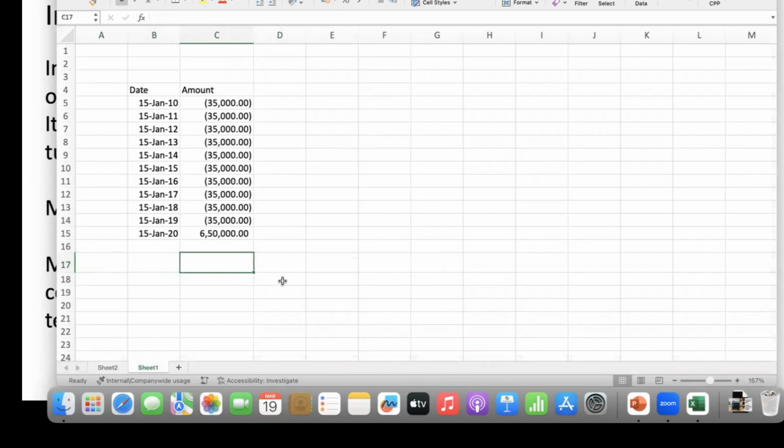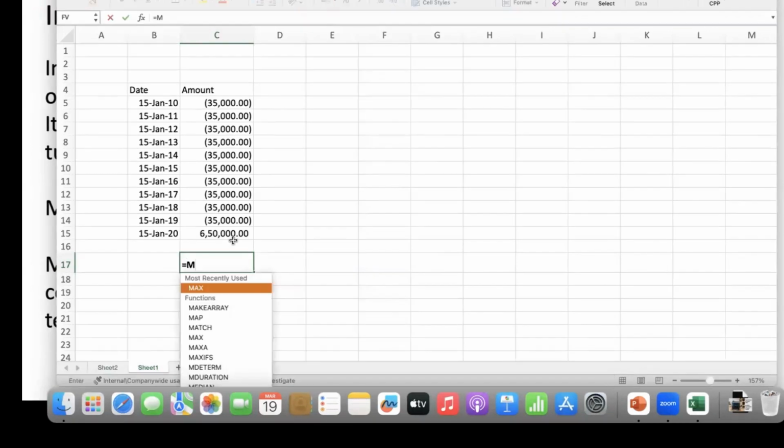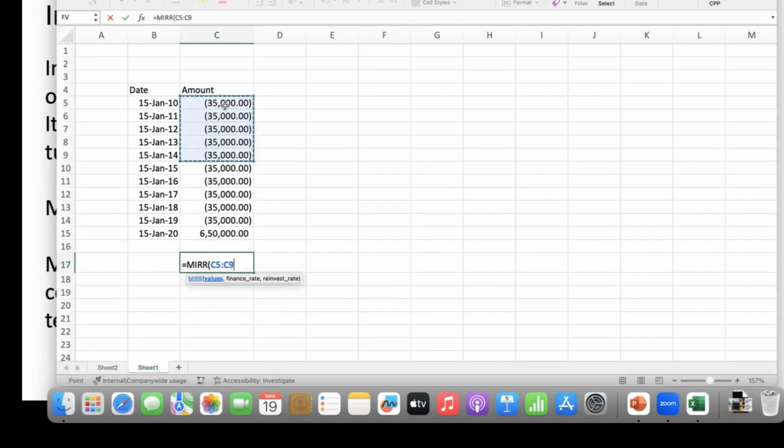Here on the screen, we see a series of cash outflows followed by a lump sum return to the investor. This is very similar to an SIP, where every year you are paying money and you are paid back at the end of the period. Now you would like to know what is the return that is given. We will use MIRR equal to MIRR, opening bracket, the series of cash flows.